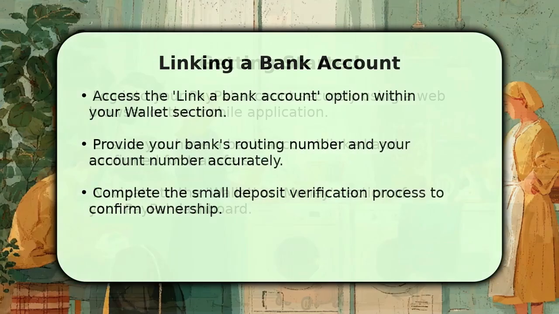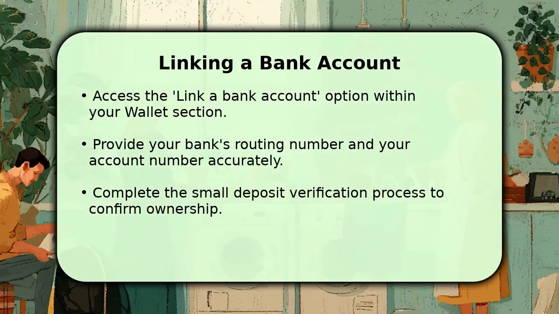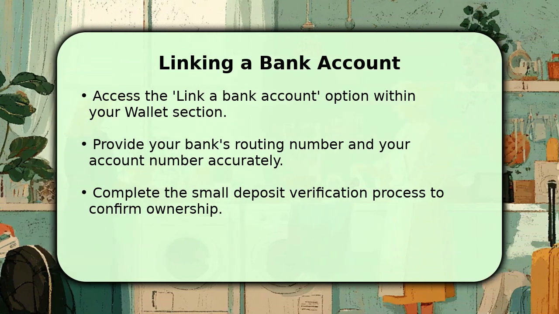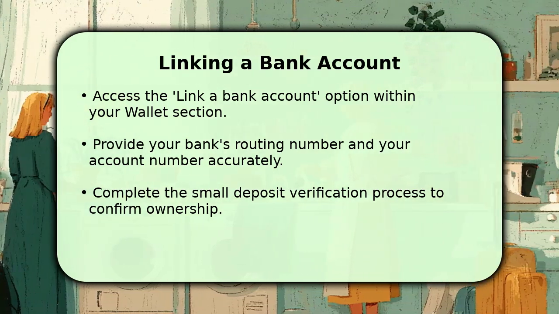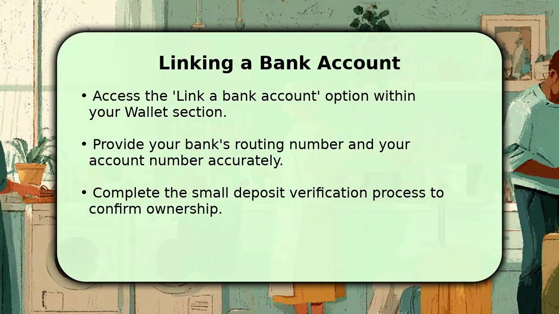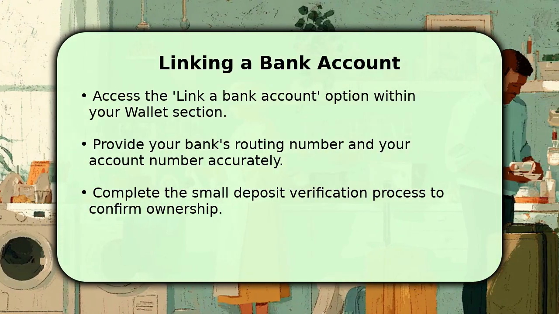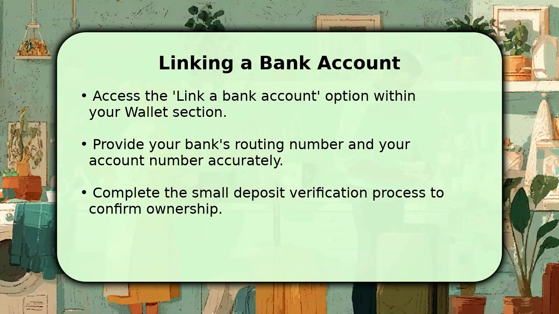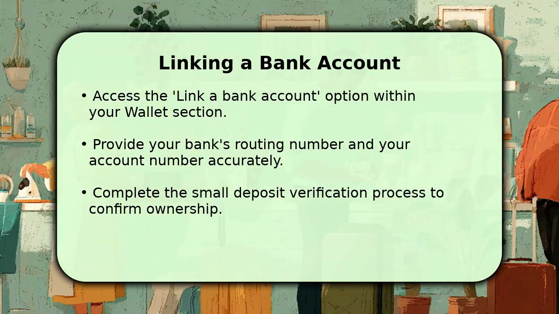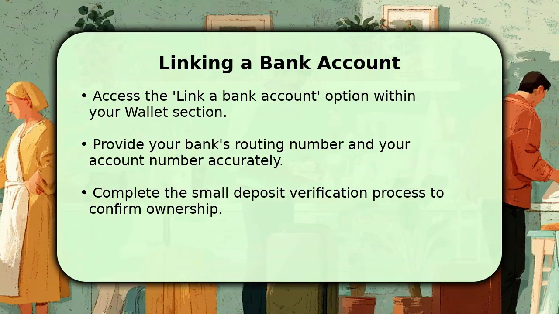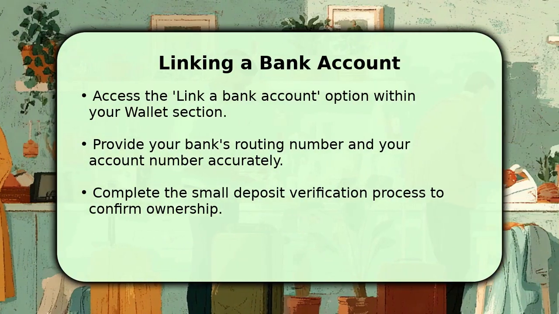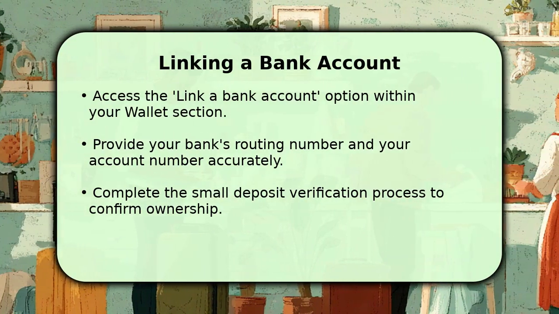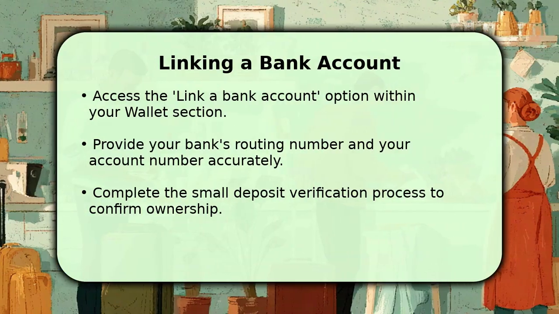process. If your bank account is not yet linked, access the Link a Bank Account option found in your Wallet section. You will need to carefully enter your bank's 9-digit routing number and your personal account number. PayPal will then send 2 small deposits, typically under $1 each, to your bank account within 2 to 3 business days. You must verify these exact amounts back on PayPal to confirm your ownership and activate the link.